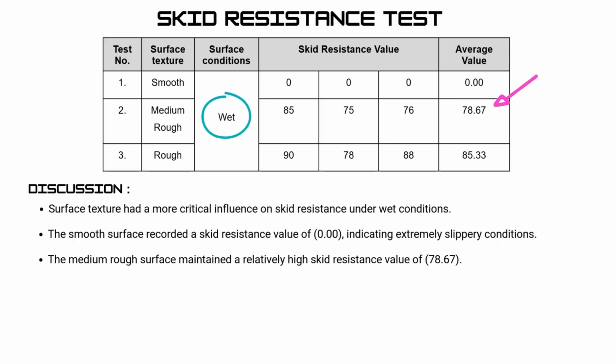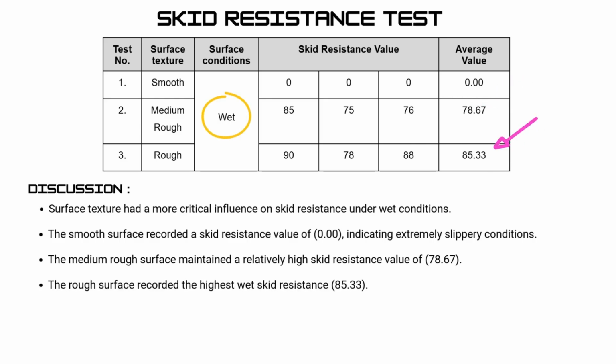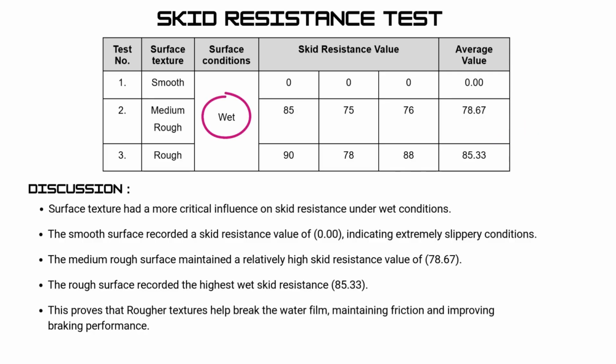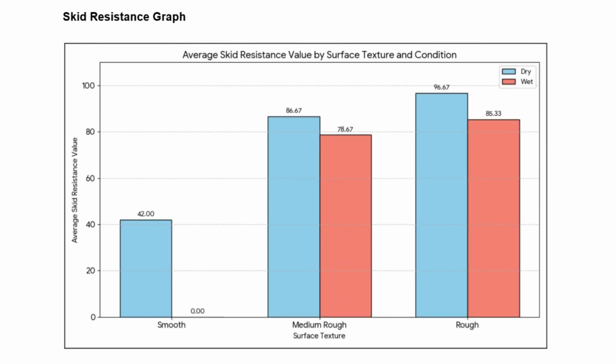The medium rough surface maintained a relatively high skid resistance value of 78.67, while the rough surface recorded the highest wet skid resistance, 85.33. This proves that rougher textures help break the water film, maintaining friction and improving braking performance. This is the skid resistance graph comparison.